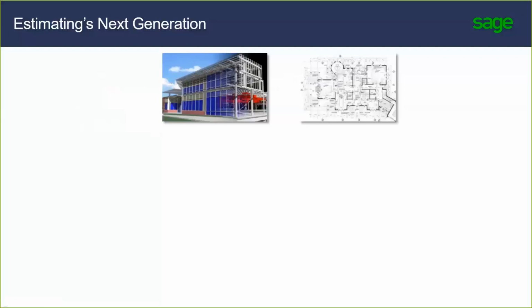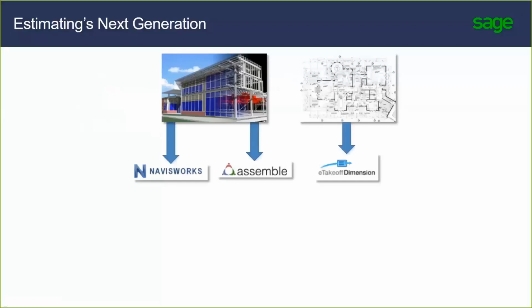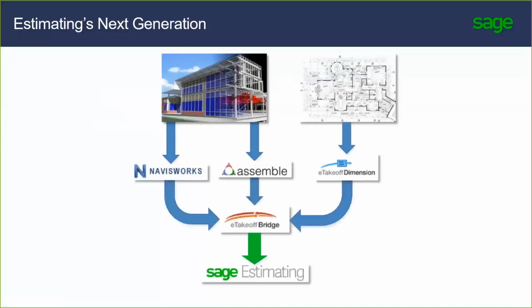You're going to get information for your estimates either from a model or from a set of plans. You're going to take those into one of these three solutions, and these are best-in-class solutions that most people use. Navisworks or Assemble from a model and eTakeoff Dimension for a 2D plan set. These are what most people use to get information out of and work with the information in these takeoff sources.